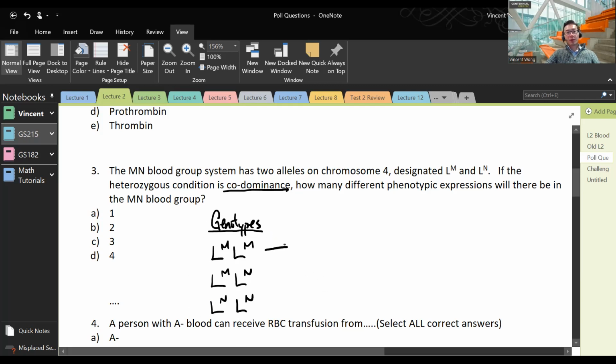Okay. So if you are LM LM, what kind of blood type will you be? Right. So that's the phenotype. That's what we're trying to figure out in the question. So if you're LM LM, that means you're type M blood, right? If you're LM LN, because it is codominance, it means both of them show up. So this would be MN blood, kind of like the AB situation we have in the ABO blood group. And then LN LN would just be type N blood. So there are 3 possible phenotypes.